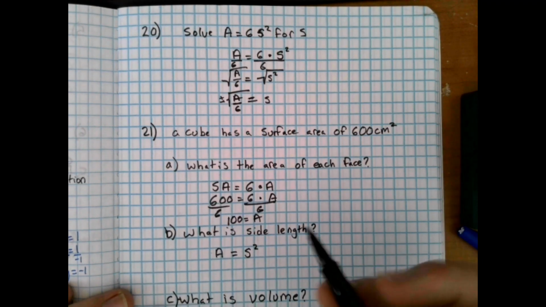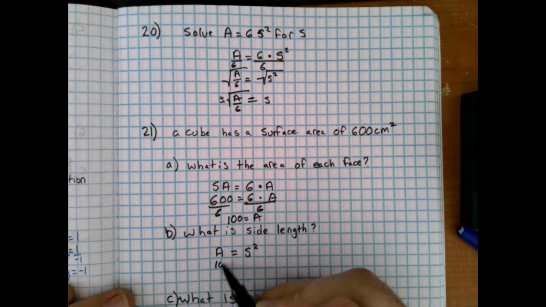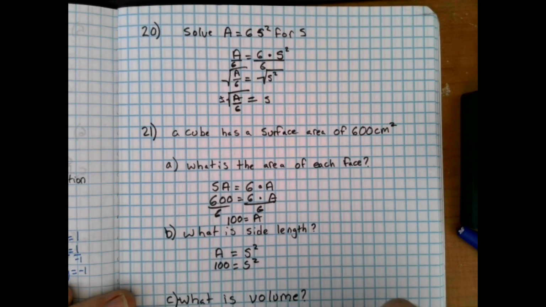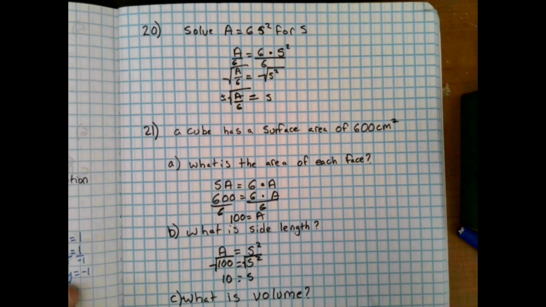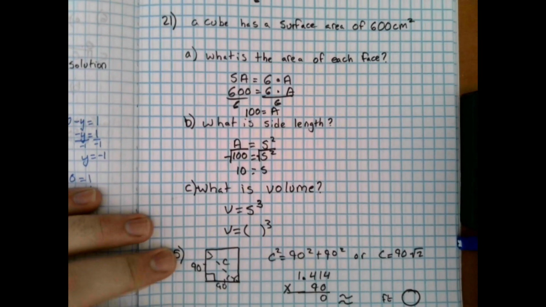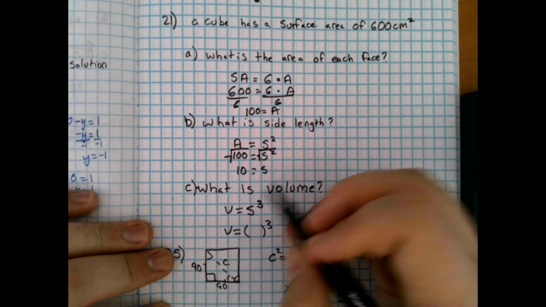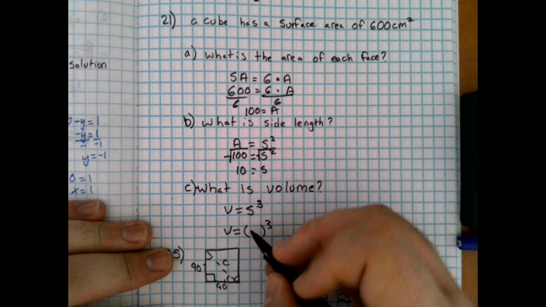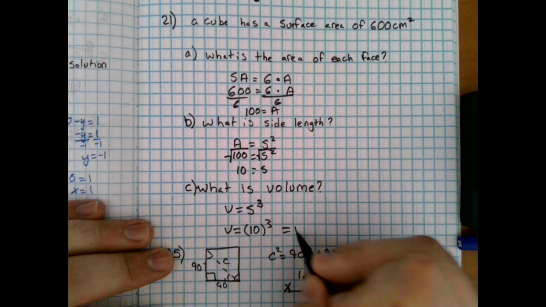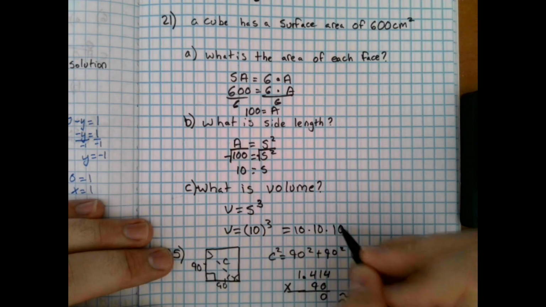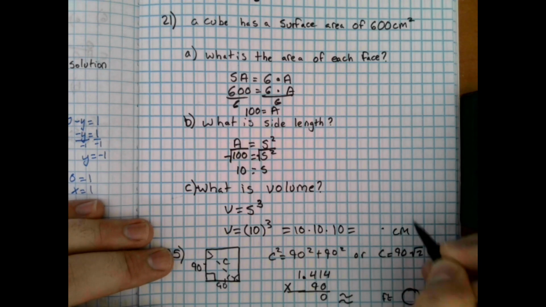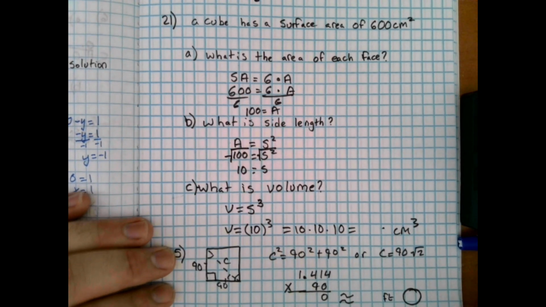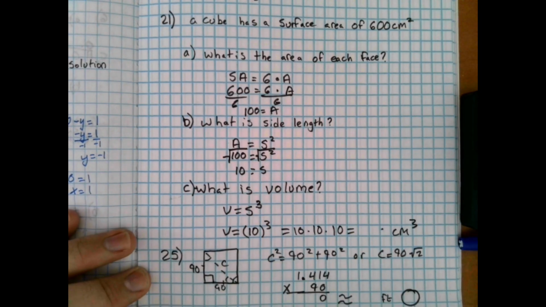What's the side length? Well, we just found area, so we can say 100 equals side length squared. To find side length, we're going to take the square root of both sides, and since it's a shape, we're going to say that it's just 10. We are not going to say plus or minus 10 because side lengths cannot be negative. Now, we're going to take that side length and put it in right here to find the volume. This will equal 10 times 10 times 10, and it'll be in centimeters cubed. So go ahead and find the volume. You can work through the rest of this yourself.